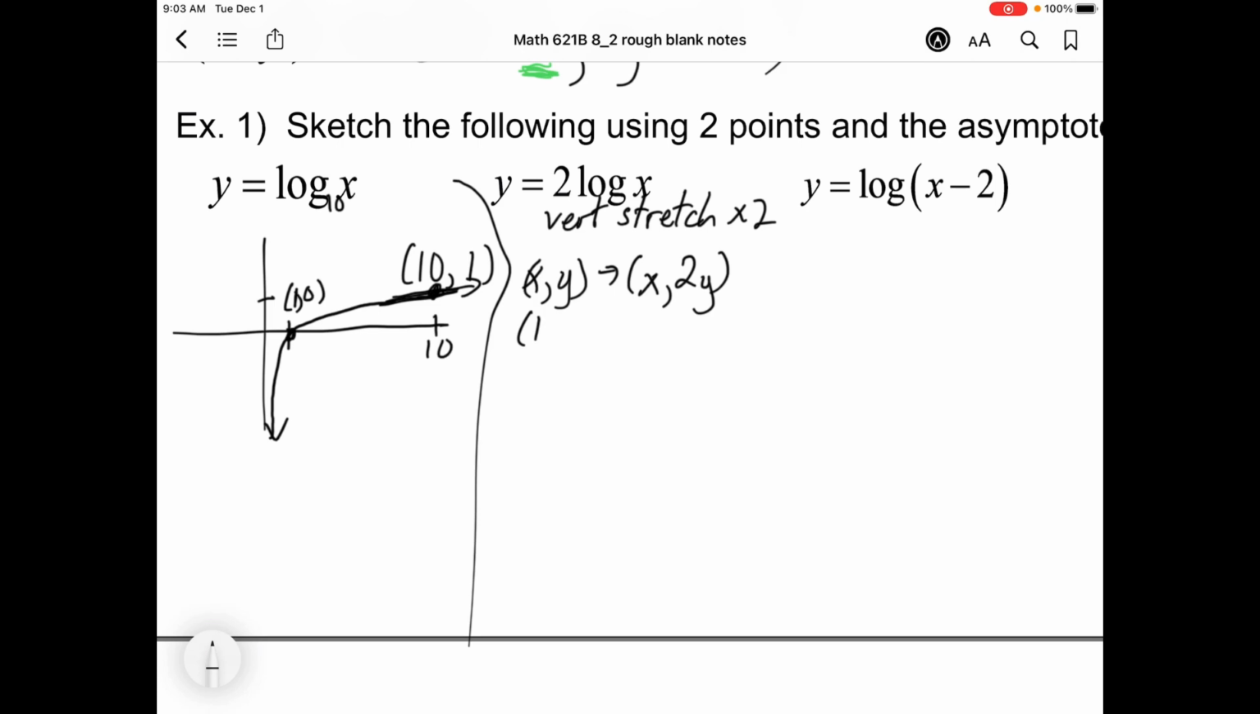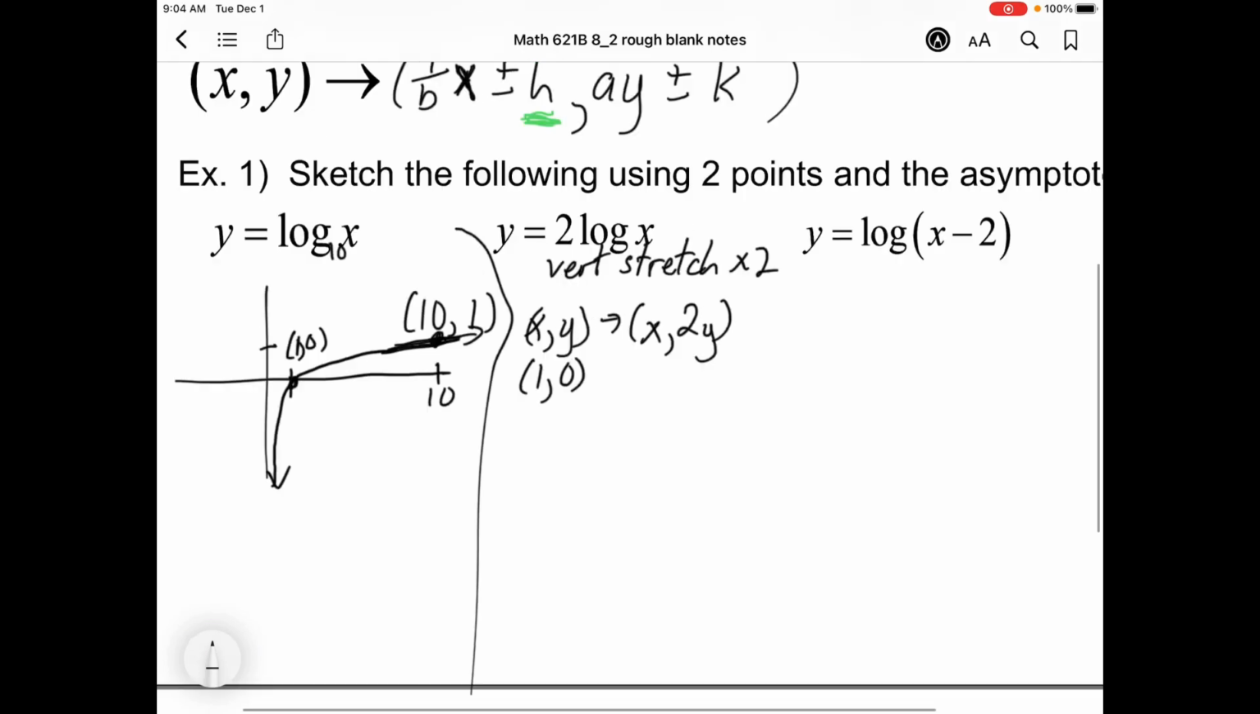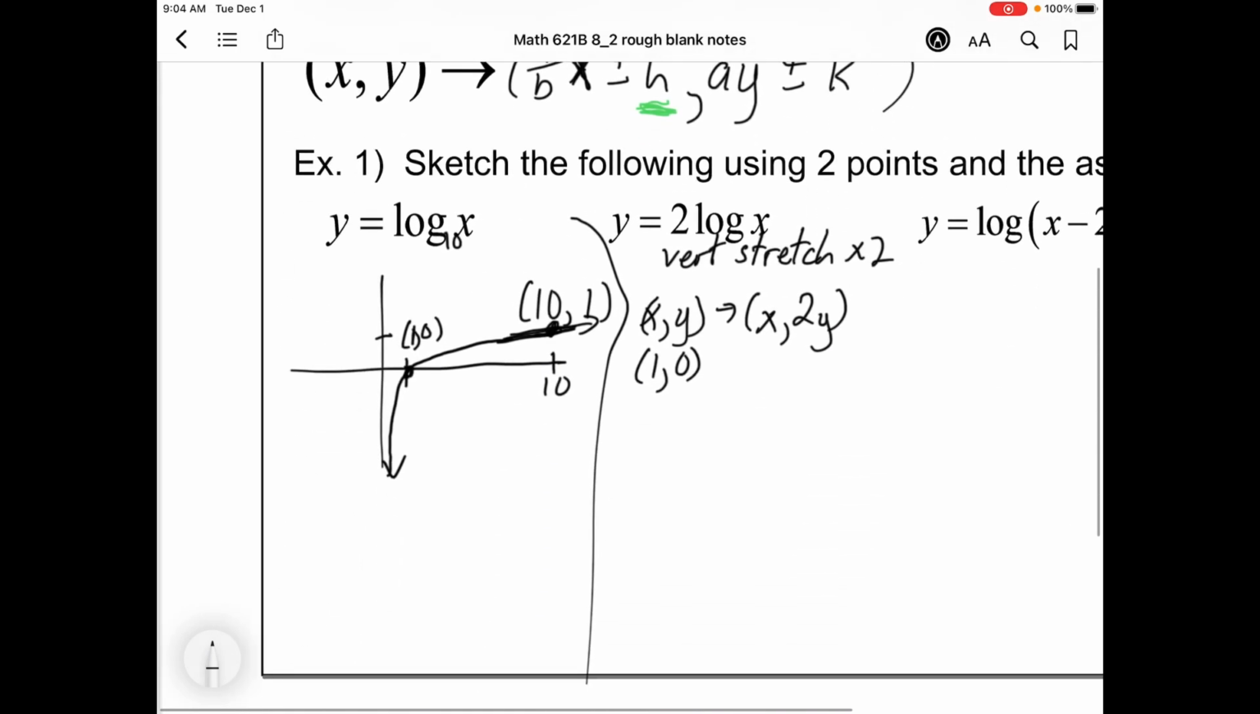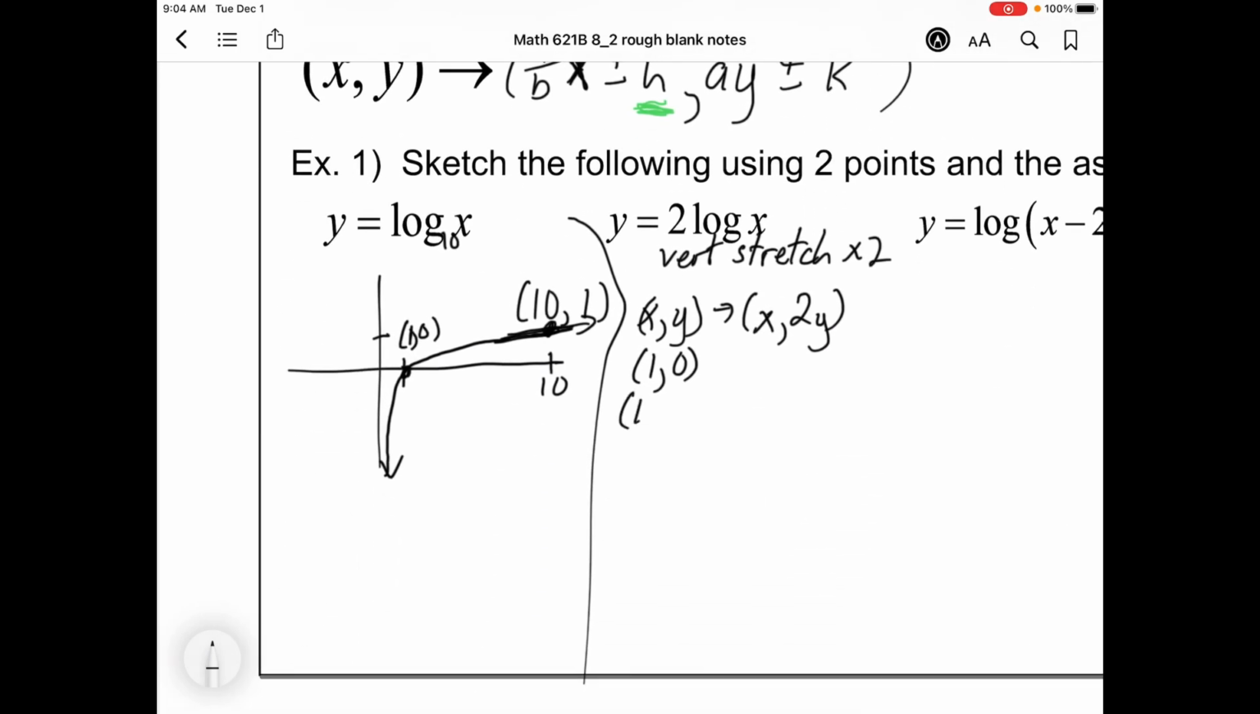Now think about the key points on the basic graph. Usually they're (1, 0). That's on every logarithmic graph. Let's look up here. Any logarithmic graph, we have (1, 0). We also have (c, 1), where c is the base. So that'll be (10, 1) for us. Let's see what happens to these points. Here we'll get 1 is 1, and then 2 times 0 would be 0. In the next one, nothing happens to the x. The y gets multiplied by 2. That's the look of our function.